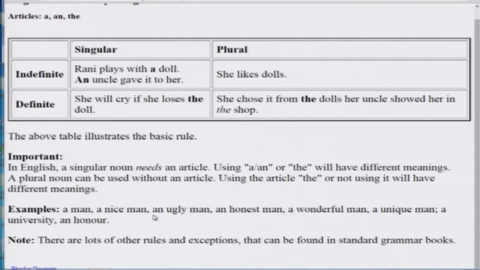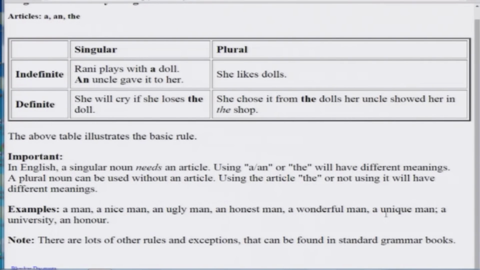An ugly man. So here an, because this is a vowel. An honest man. Is this a vowel? Yes. Yes. The sound is a vowel. Okay. An honest man. H is silent. So it is ruled by the sound. Okay. An honest man. A wonderful man. This is a consonant. Wonderful. Okay. A unique man. A unique man. This is a consonant? Yes, because the sound is a consonant sound.